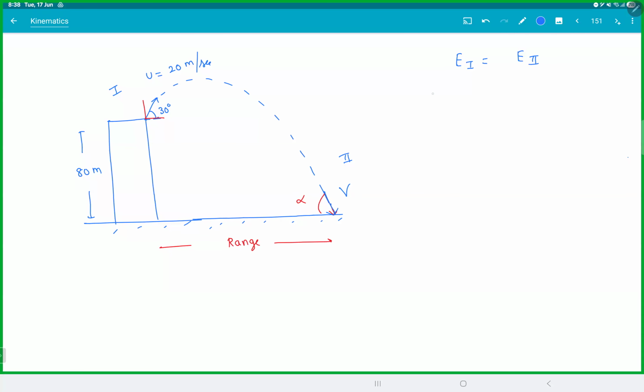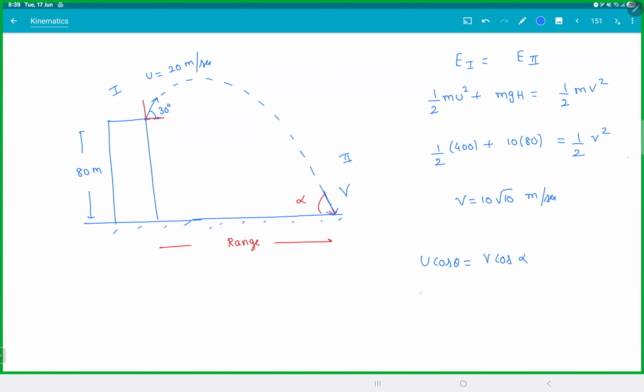So initial energy: half m u square plus mgh is equal to half m v square. M cancels. This will be half u square, which is 400, plus g is 10, times 80, is equal to half v square. That is 200, and that's 800, so that is 1000. So v is equal to 10 root 10 meters per second. Clear with that? So this is the speed you hit the ground, and then I can use u cos theta is equal to v cos alpha.